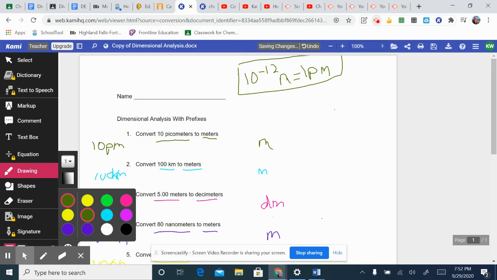And again, you can write this one of two ways, with either meters on top or picometers on top. So I can write it like this: 10 to the negative 12 meters on top, and then 1 picometer on bottom. Or I can write it with 1 picometer on top and 10 to the negative 12 meters on bottom.